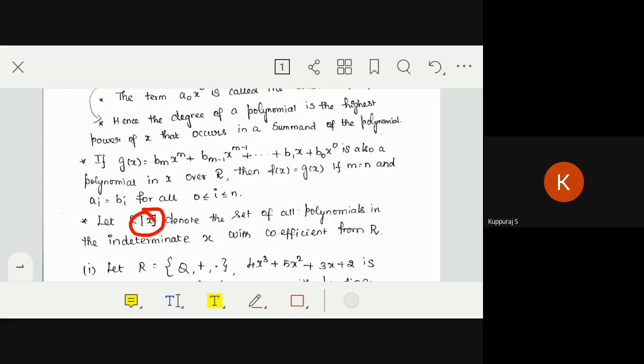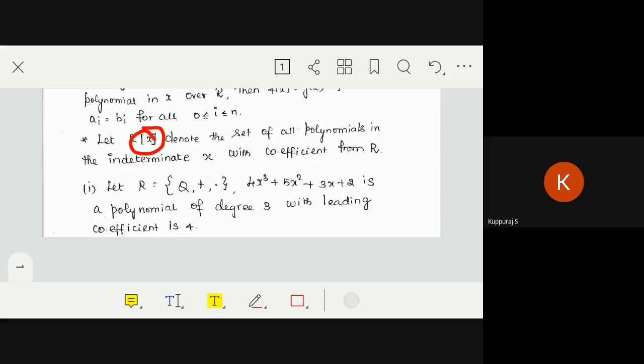Next, if you take another polynomial g of x, defined as bm x power m and so on, in the polynomial ring, the previous one, f of x, and this g of x, both the polynomials are equal when the degree is the same, that is m equal to n, and the coefficients of the variables are equal, that is ai equal to bi. Then we say that both the polynomials are the same. Next one is an example.